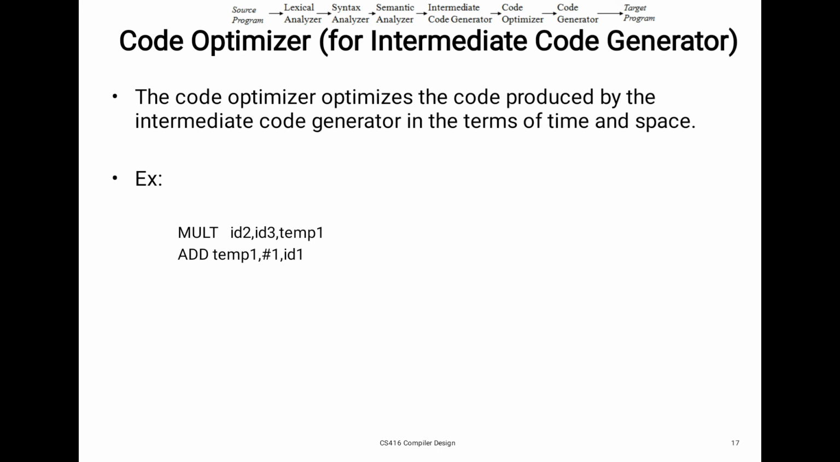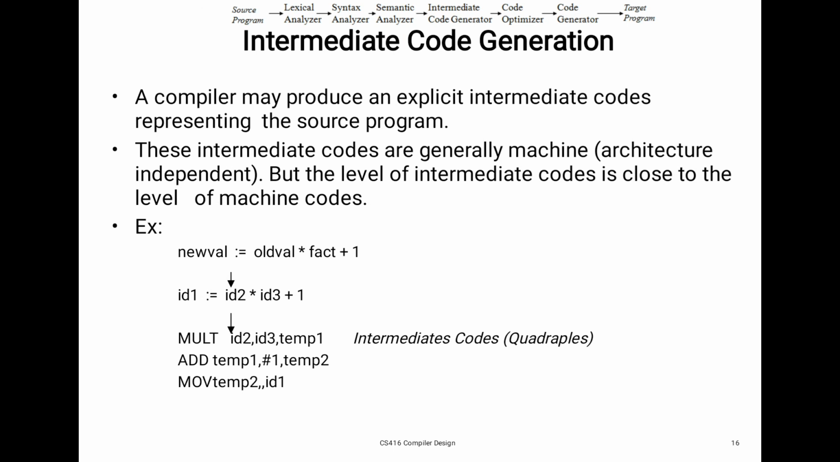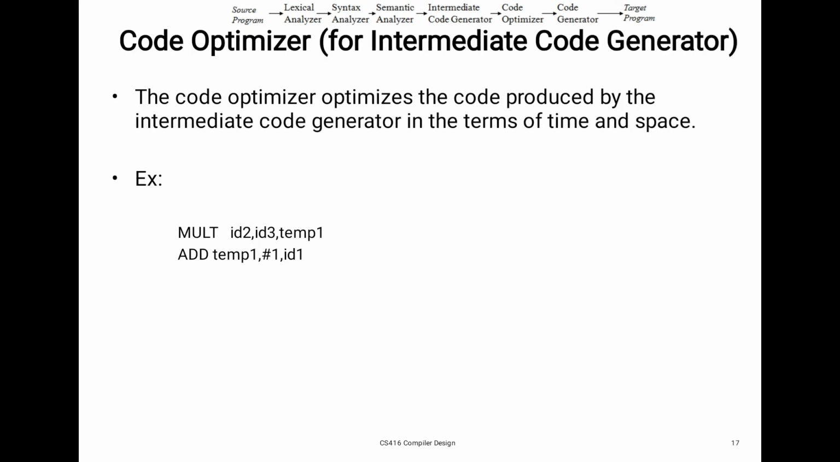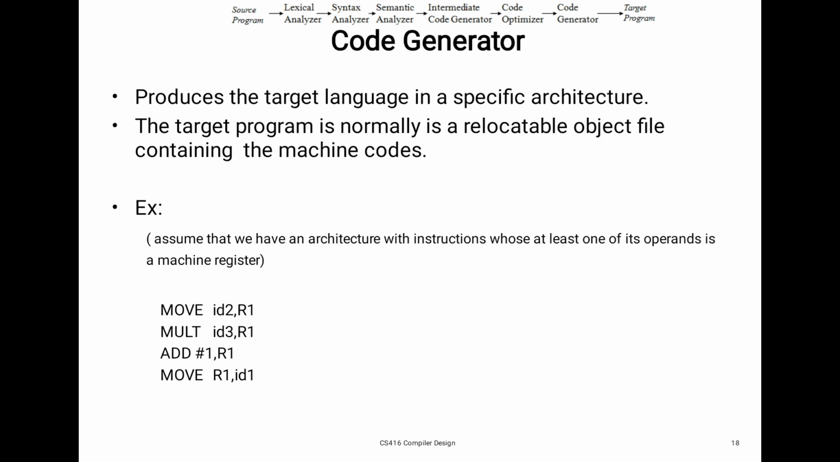For example, multiply identifier 2 and identifier 3 and store it in temporary 1. Next, temporary 1 and hash 1 are added and stored directly into identifier 1. In the previous example, temporary 1 was added with 1 and stored in temporary 2. So temporary 2 is unnecessary. Directly we are moving to identifier 1 in the code optimizer. That is about the code optimizer.